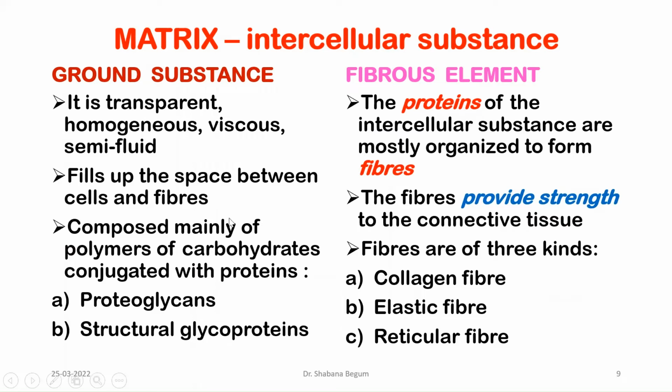The ground substance basically consists of polymers of carbohydrates conjugated with proteins. So we have two things. One is the proteoglycans, the other is the structural glycoproteins. The fibrous element, on the other hand, consists of proteins. And these proteins are organized to form fibers, which provide strength to the connective tissue. The fibers are of three kinds. We have the collagen fiber, the elastic fiber, and the reticular fiber.